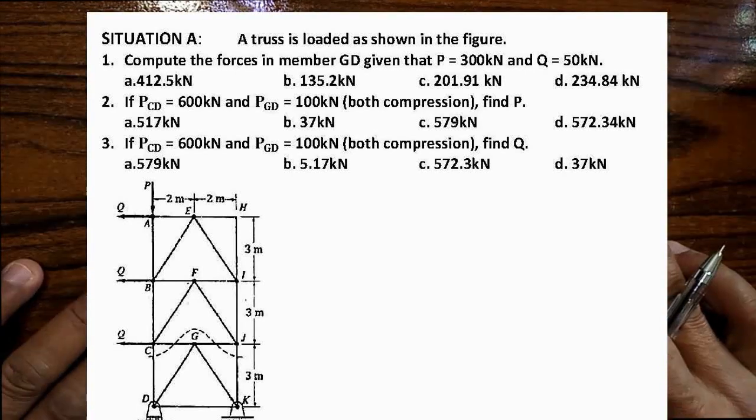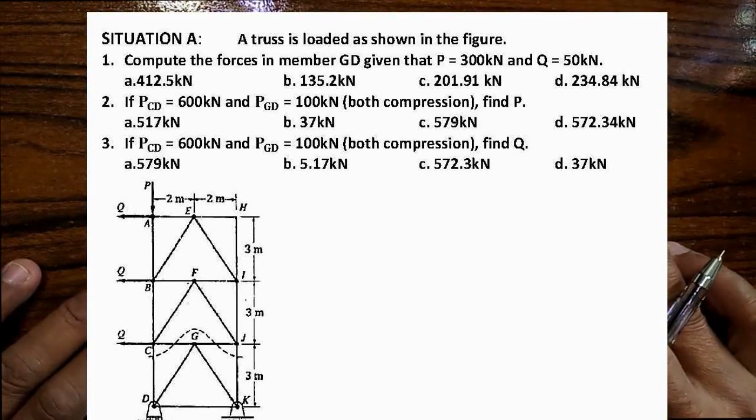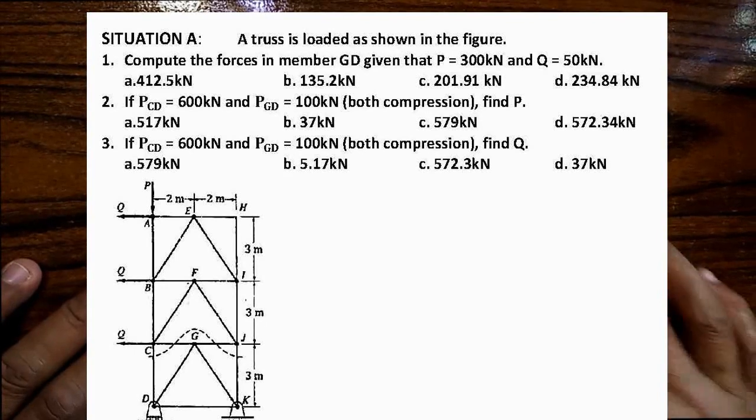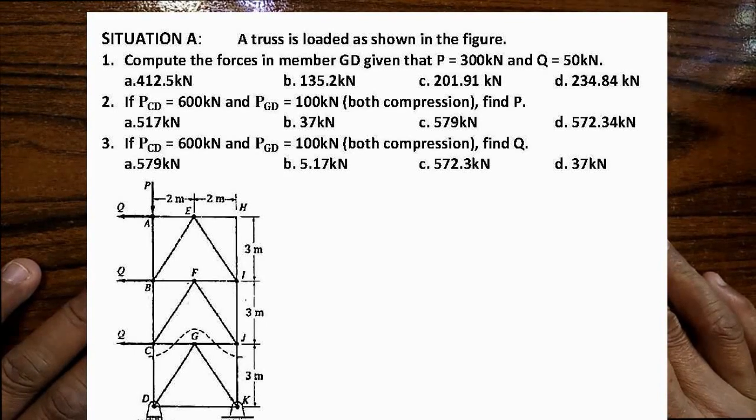So here is the problems. Situation A, a truss loaded as shown in the figure. The figure is here. Compute the forces in member GD given that P is equal to 300 kilonewtons and Q is equal to 50 kilonewtons.